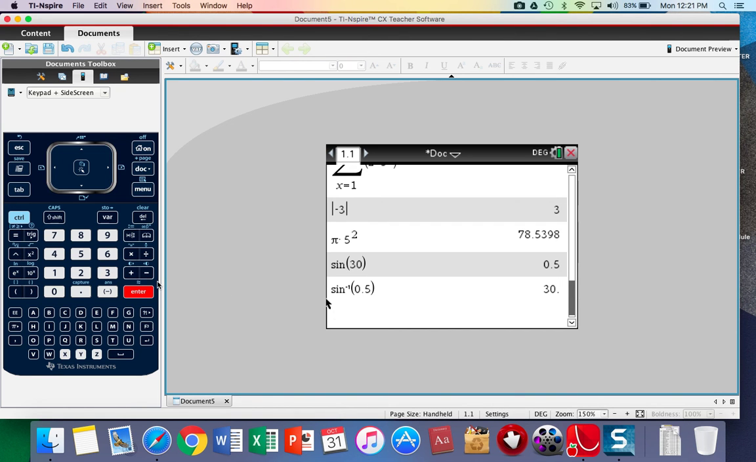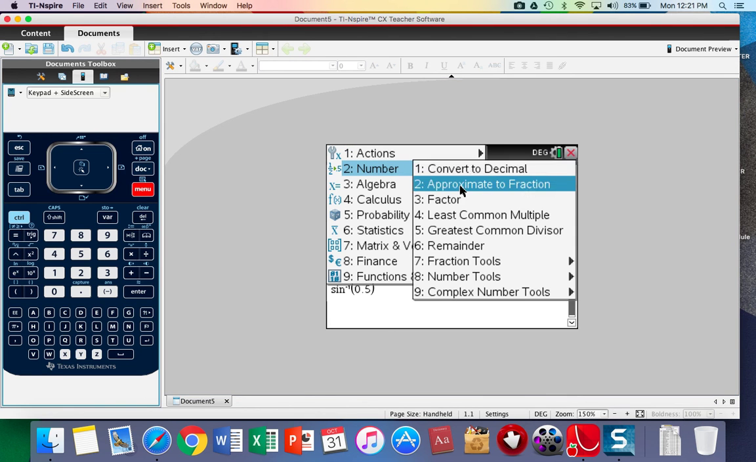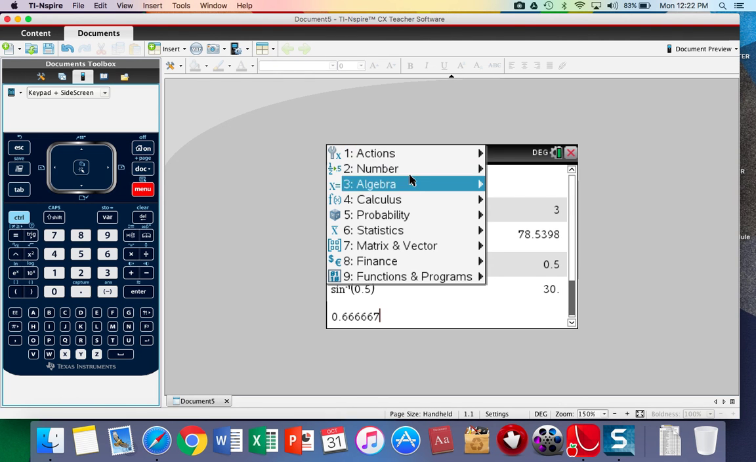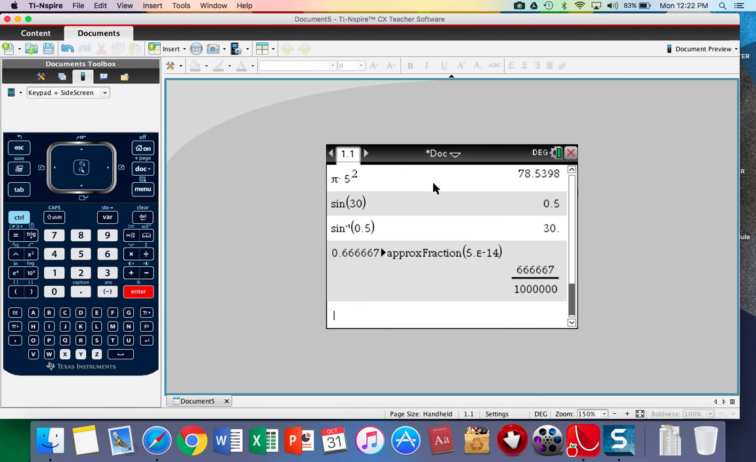Okay. So there are other options available in this calculator which you can use. Let us say go to menu, number. You can see you can actually approximate to fraction. So what it means is you can convert a decimal number into a fraction. Let us see how to do that. So I'll escape. Let us say I want to convert 0.666667 to a fraction. So I press menu, go to number, approximate to fraction. So it has converted this into a fraction.